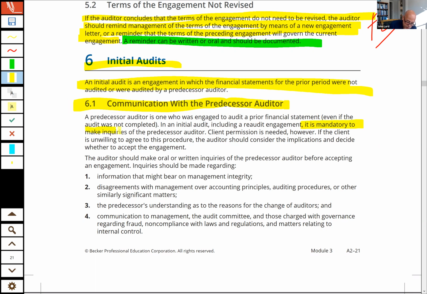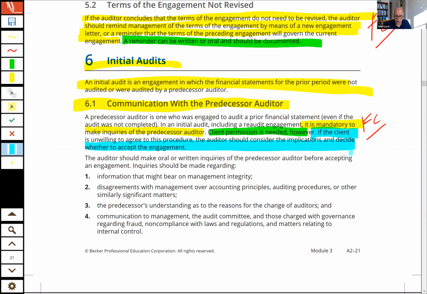And it is mandatory that the successor make inquiries to the predecessor auditor. Client permission is needed, however. Now go ahead and flashcard that, but that's the kind of thing that used to drive me nuts when I was studying auditing, because if it's mandatory, then how can I have to ask the client? Well, they want you to ask the client, and if the client has a good reason for saying no in terms of your communication with the predecessor, then you could forego that step, but you need to seriously consider the implications for your audit.